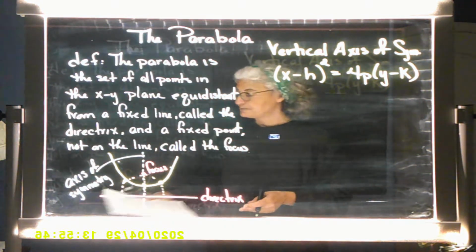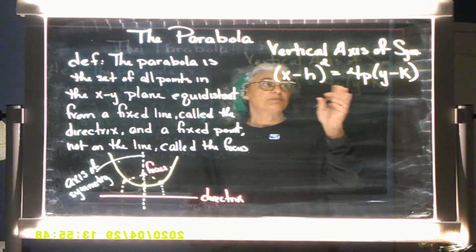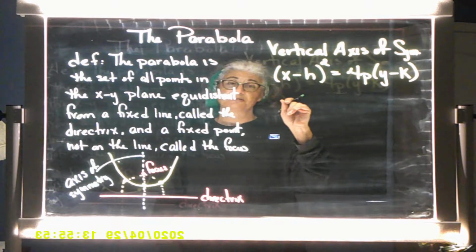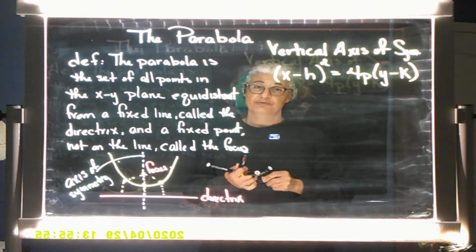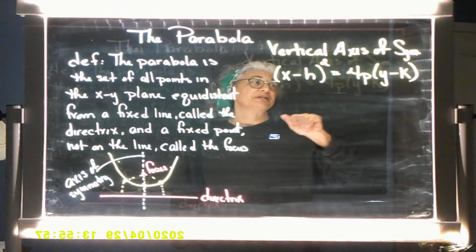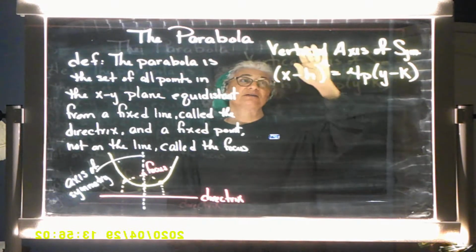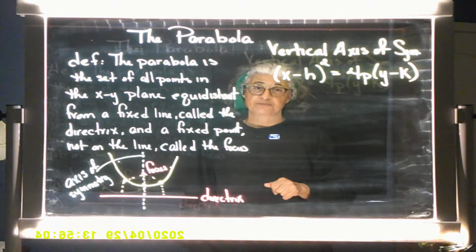Okay, now remember, vertical axis means this is an up-down parabola. So one of the ways that I like to remember that this is an up or down parabola is the fact that the y is not squared. If y is not squared, then it goes either up or it goes down.